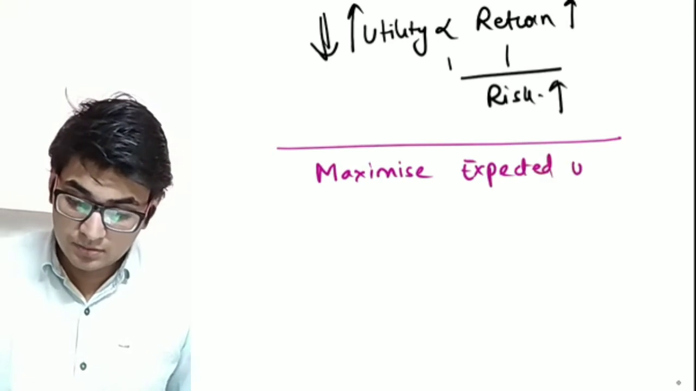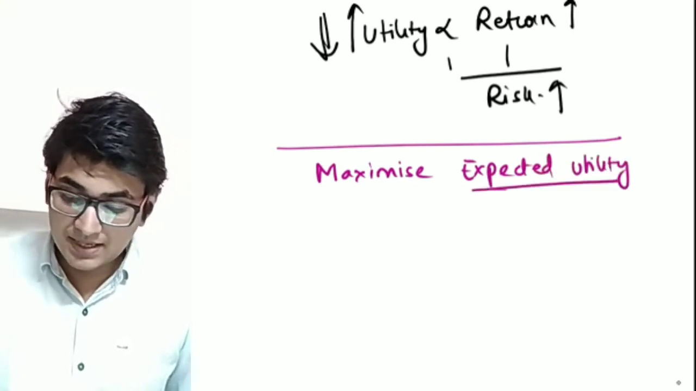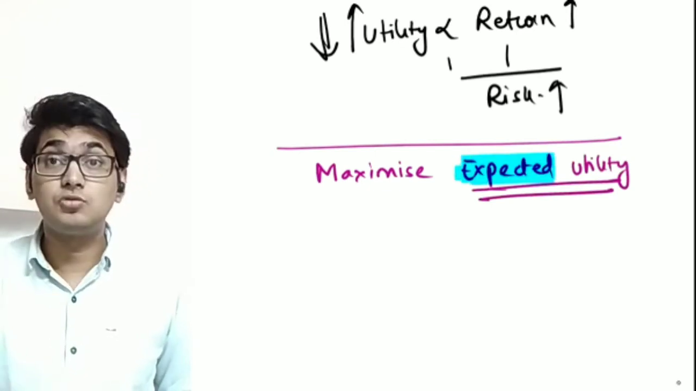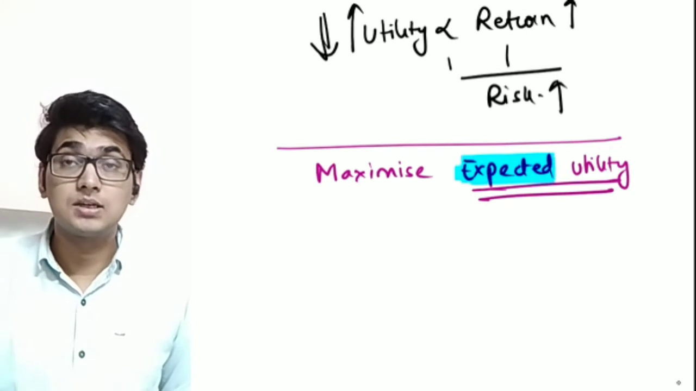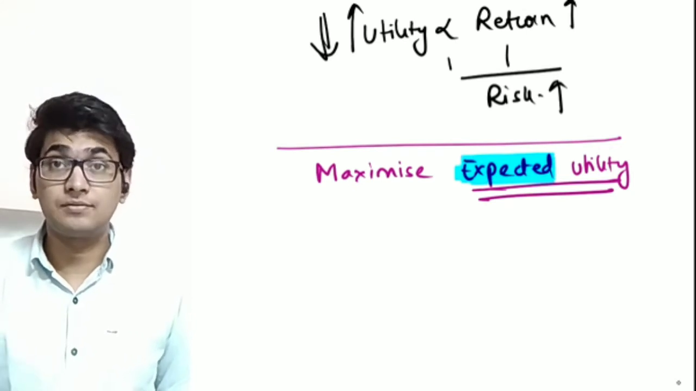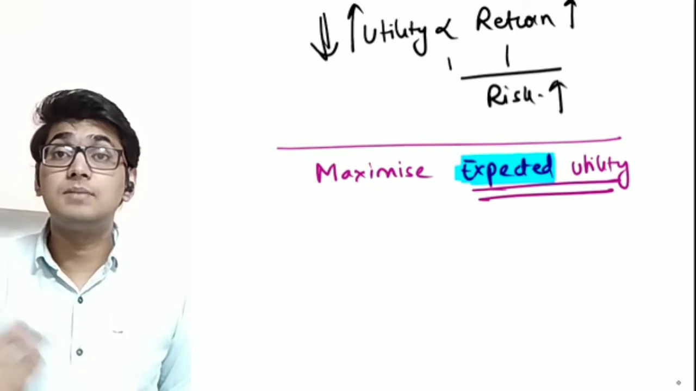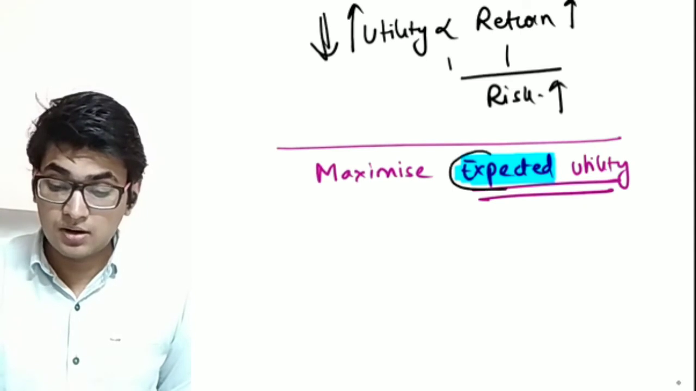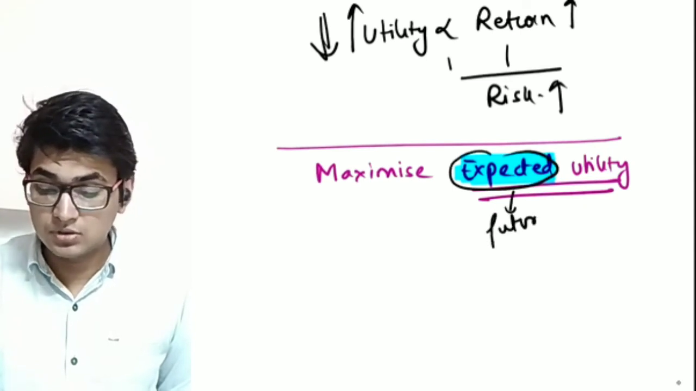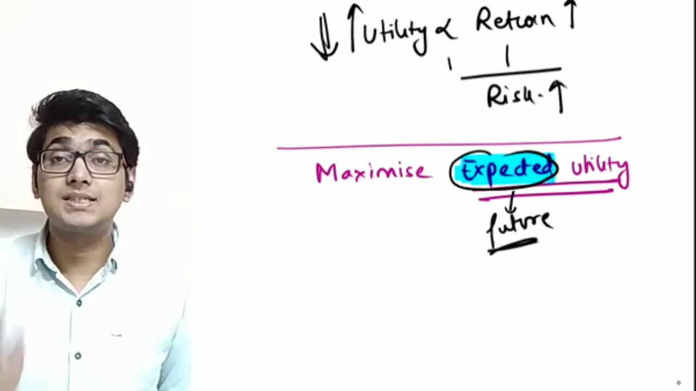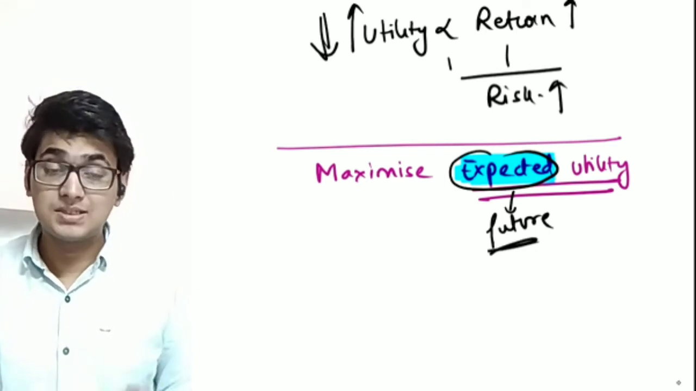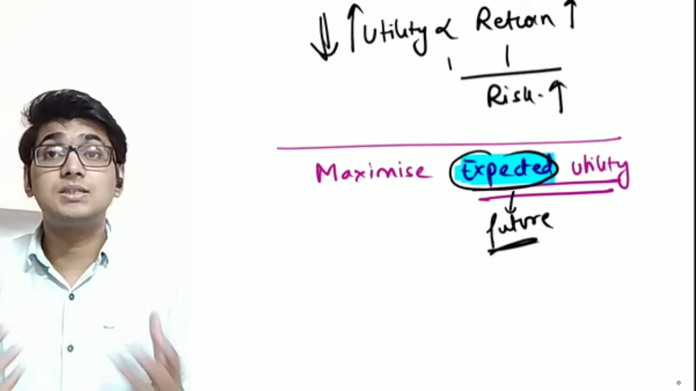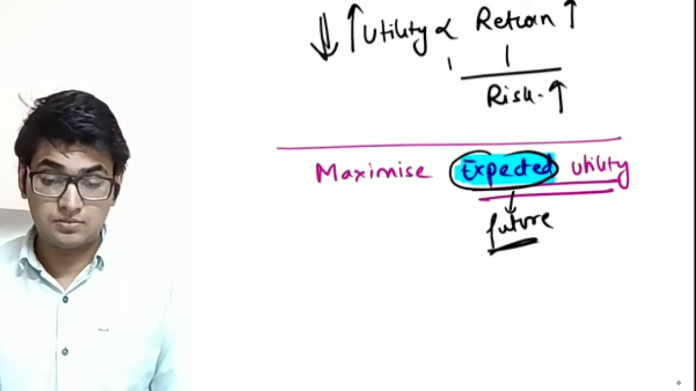expected utility. When I'm saying expected, this word is taking me towards the future. Means if I do this, how much utility I'm going to derive. I want to derive the maximum utility. Clear? Expected is used for our future. In future, I want to derive the maximum utility. Means something which can give me the maximum utility. Means this much I am expecting at least in the future.